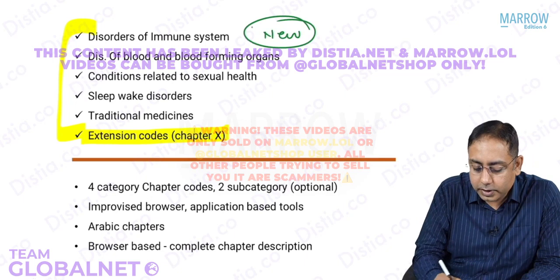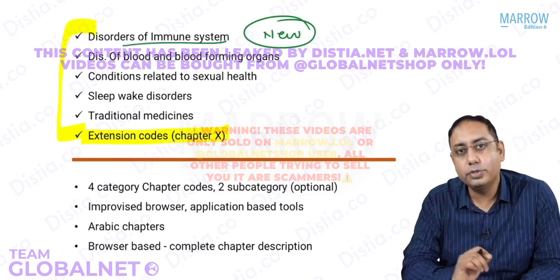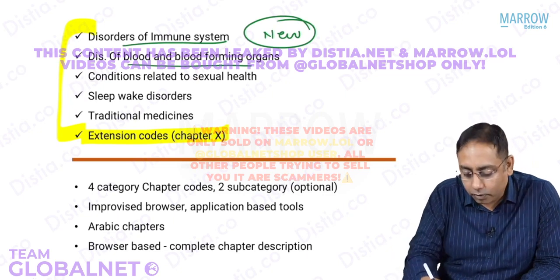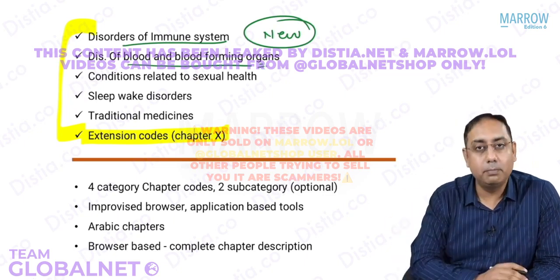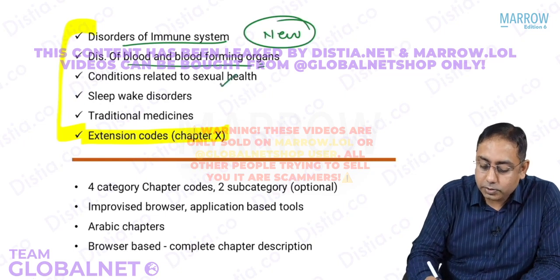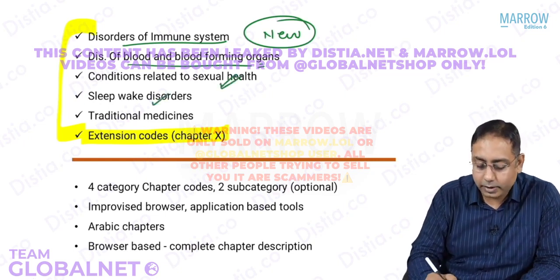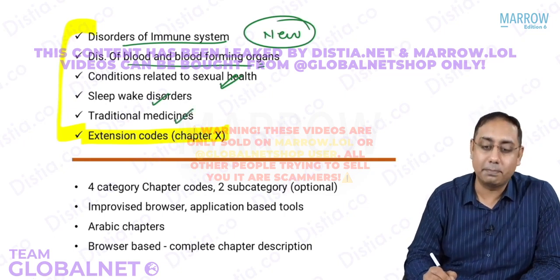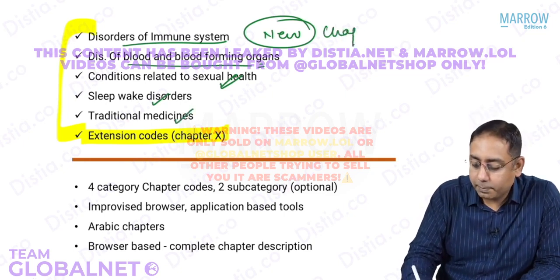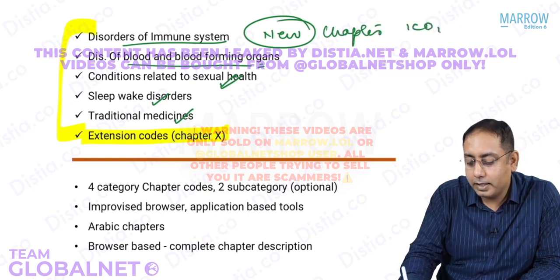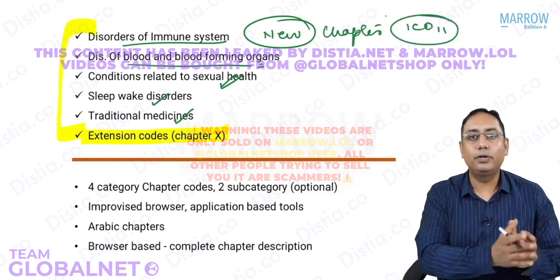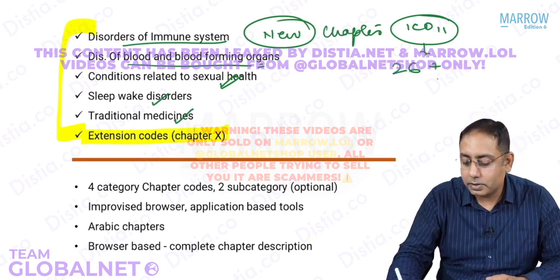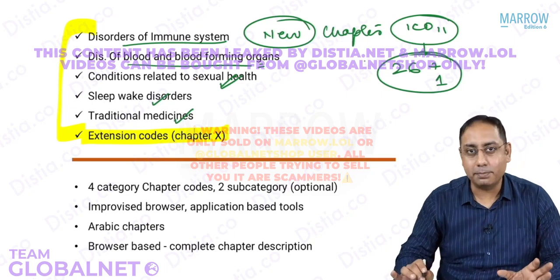The new chapters are for disorders of the immune system, for diseases of the blood and the blood forming organs, conditions related to sexual health is a new chapter, sleep-wake disorders is a new chapter, and traditional medicine is a new chapter. So these are some of the new chapters which have been included in the ICD-11 classification compared to the ICD-10. In ICD-11, you can remember that there are 26 plus 1 new chapter, total 27 chapters.